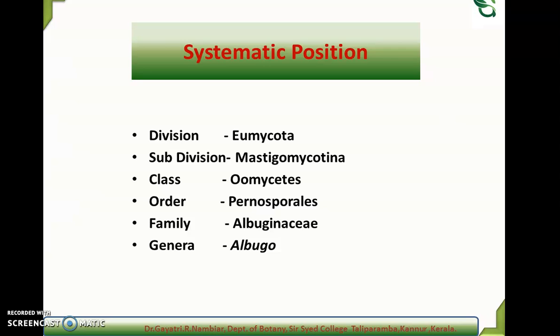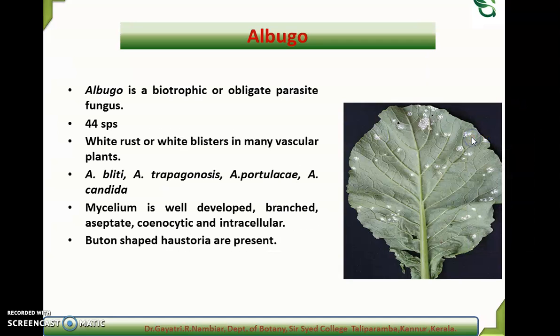Systematic position of Albugo: it comes under the division Eumycotina, subdivision Mastigomycotina, class Oomycetes, order Peronosporales, family Albuginaceae and genus Albugo. It consists of nearly 44 species and the common disease caused by it is known as white rust or white blisters in many vascular plants, especially in Compositae, Cruciferae, then Convolvulaceae families. The members of these families suffer severe diseases called white rust or white blisters.